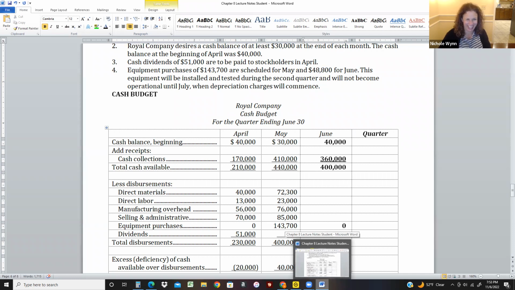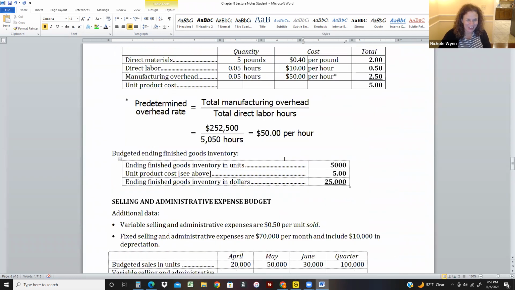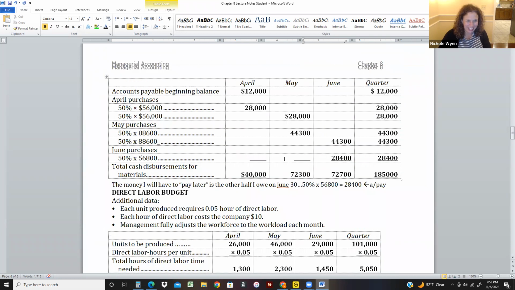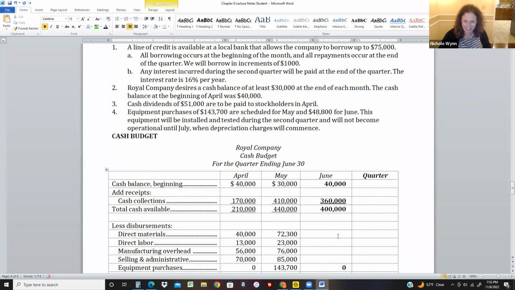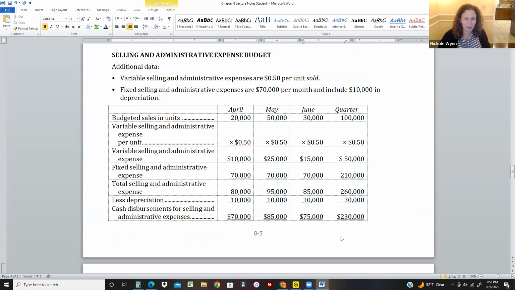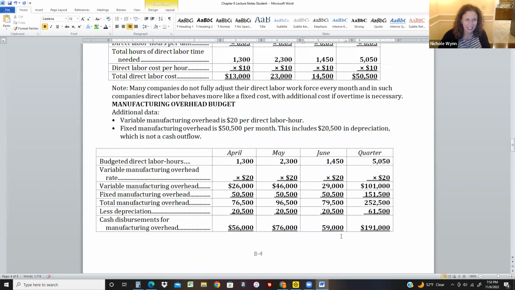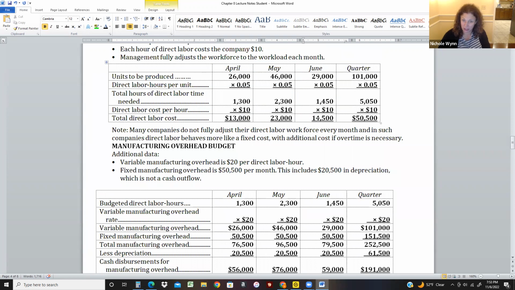No. Okay. So direct material, if we go find it, it came from this one, 40, 72.3, 72.7. Oh, if you guys got 72.7. For direct labor, it was 13 and 23 and 14.5.